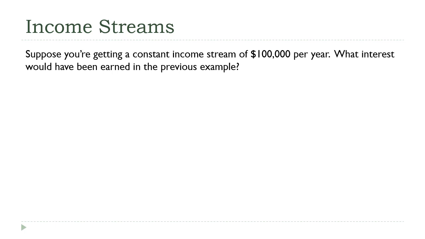Okay, so I've got one more question here. Suppose you're getting a constant income stream of $100,000 per year. Same question. What interest would have been earned in the previous example? Now, this is one where I see students sometimes really go off on a wild tangent. There's not a whole lot to be done for this question. Remember that money comes into this account from two places and only from two places. There's the money you put in, whether it's the present value or the money that you're actually getting from the stream, and there's the money that you earn in interest.